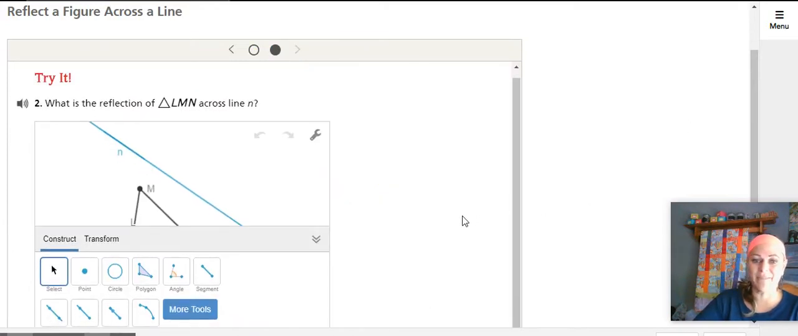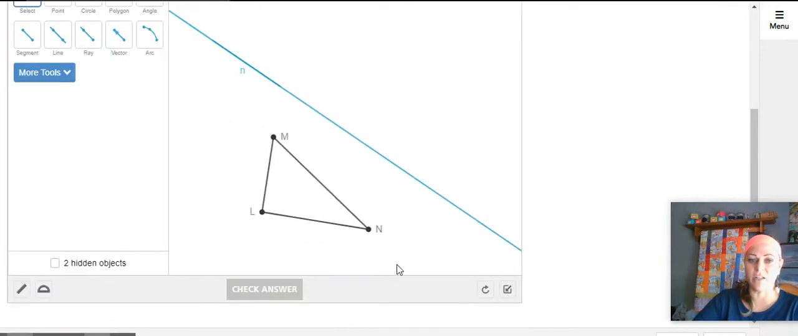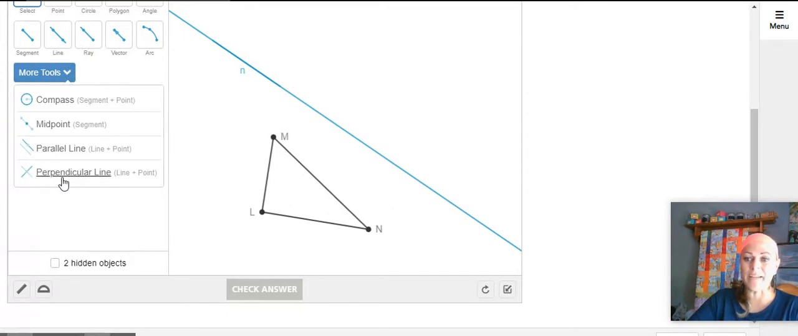So let's try it. I'm going to move this. It is easier to do this if you enlarge the shape first. So I'm going to enlarge the figure, and here it is. I need to reflect triangle LMN across this line N. So if you remember, or if you don't remember, go back. But I remember it says start with a perpendicular line. So more tools, perpendicular line.